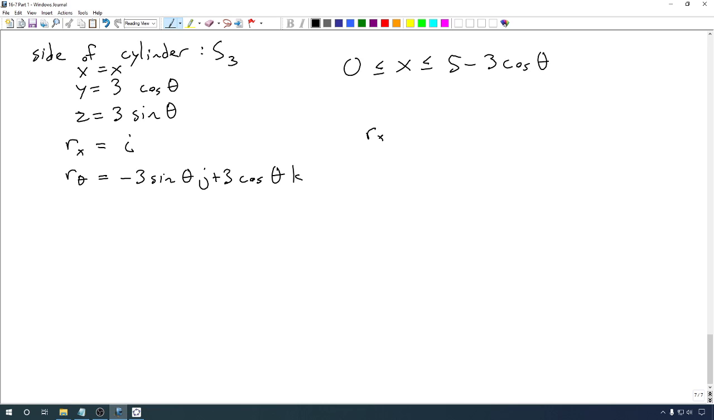When we take the cross product of these, it's actually pretty simple, just because r sub x turned out to just be i. We're just taking the cross product of i with j and i with k. The cross product of i and k actually turns out to be a negative j. Remember, we're going in the wrong order there. So we're going to end up with a negative 3 cosine theta j. Cross product of i with j is actually positive k. So we're going to get a negative 3 sine theta k.